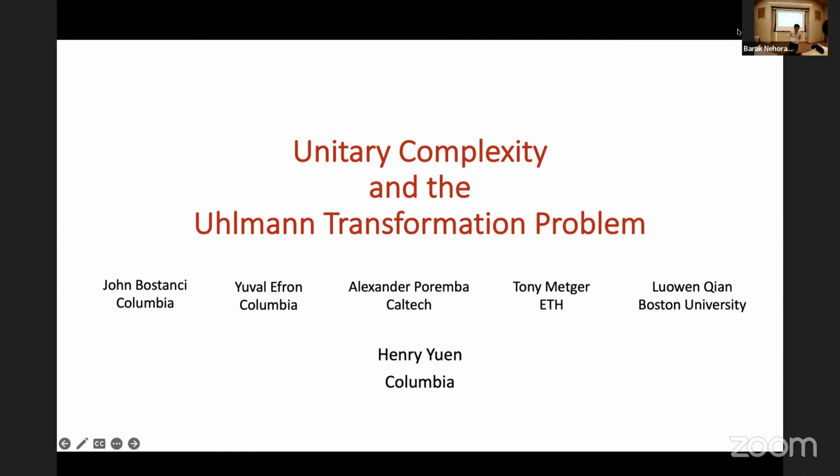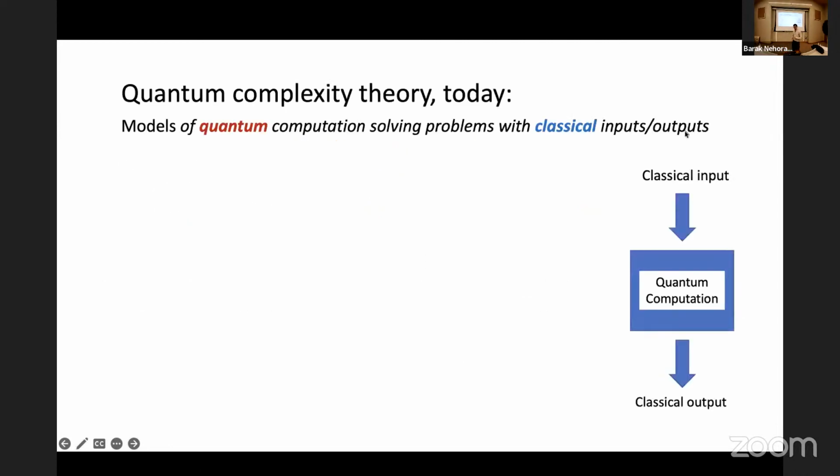Not an issue. Before I get into explaining what this jumble of words means, I want to step back and give a high-level, big picture motivation for what I think is a need for what I call a fully quantum complexity theory. Today, quantum complexity theory has been well studied for 30 years or so, at least. But we can think of it as the study of models of quantum computations solving problems that have classical inputs and outputs.